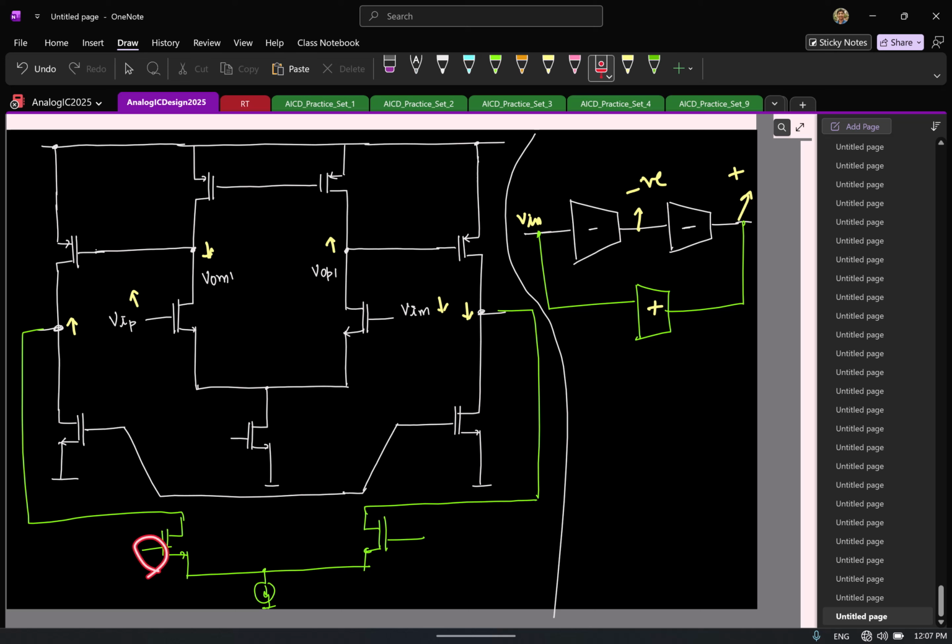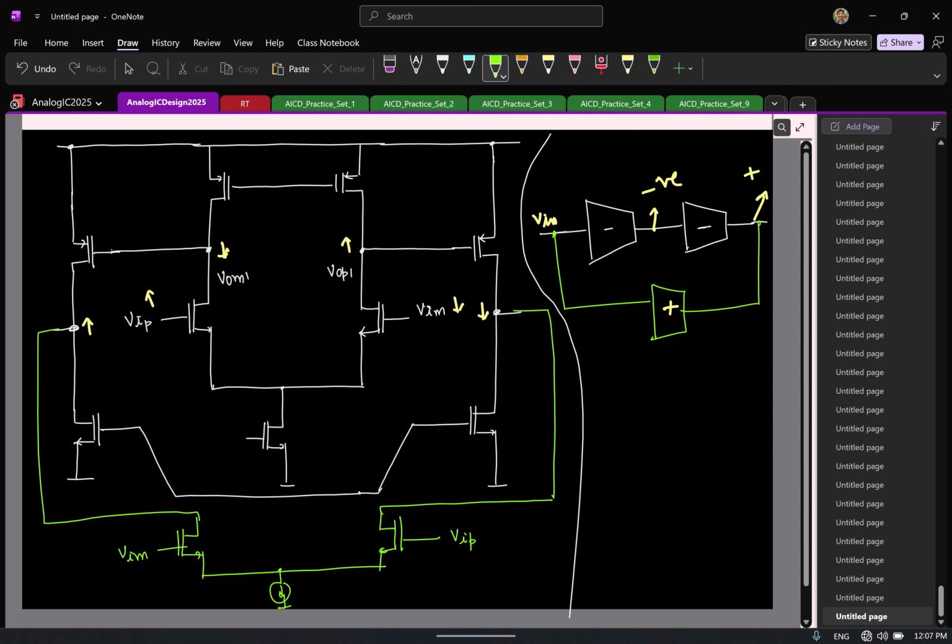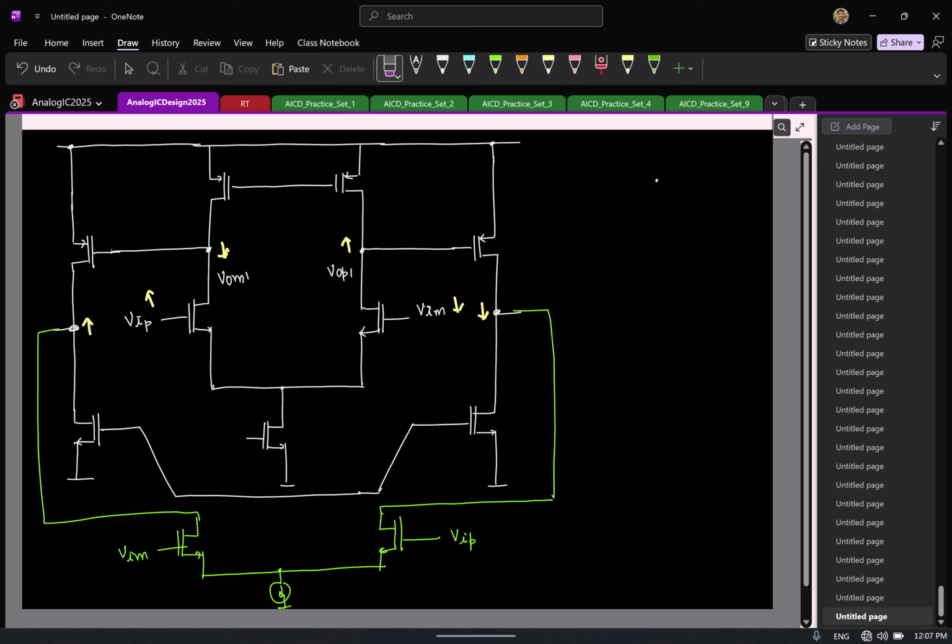Yeah, because from here to here there is a sign inversion. So what should I connect here? Is that clear? So here I'll connect the minus input, and here I connect the plus input. Is it okay?